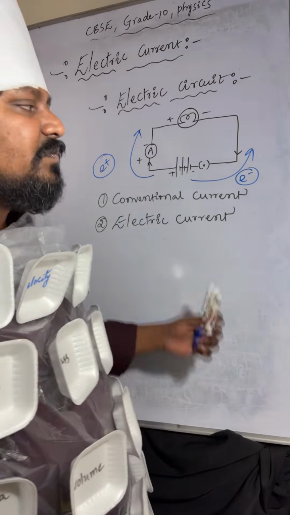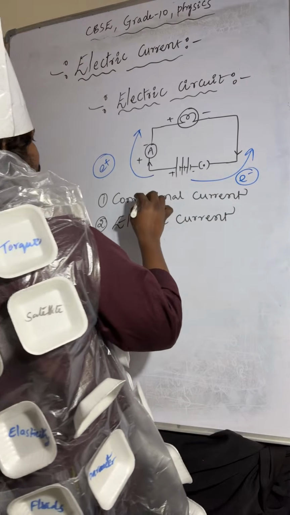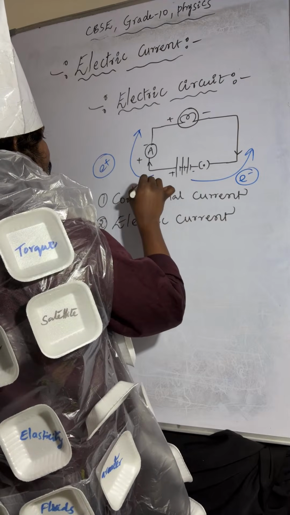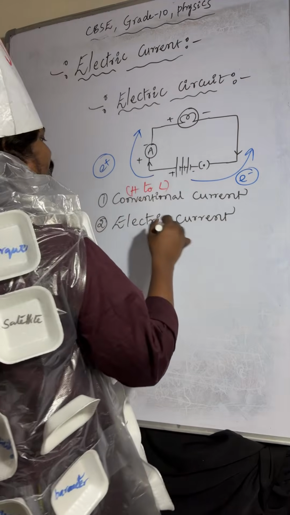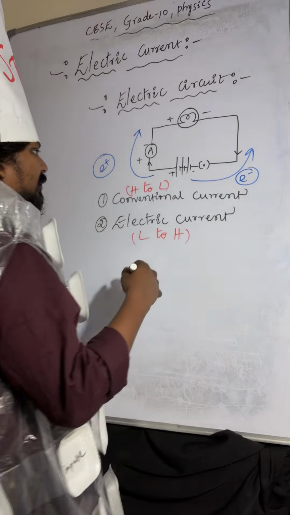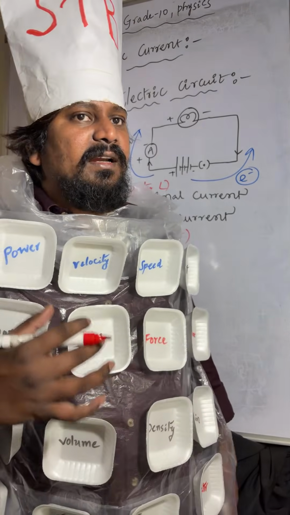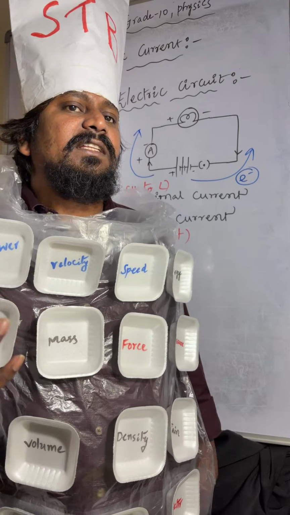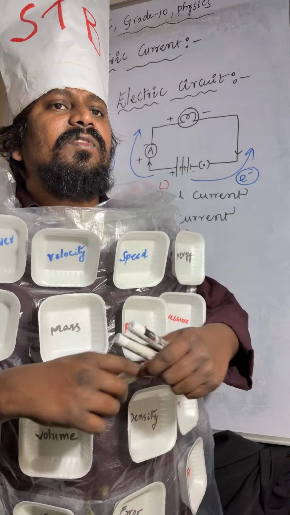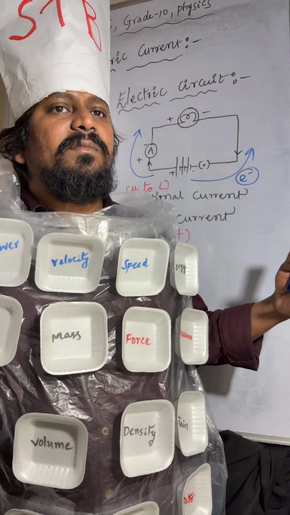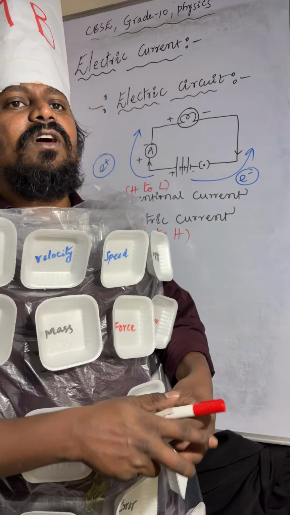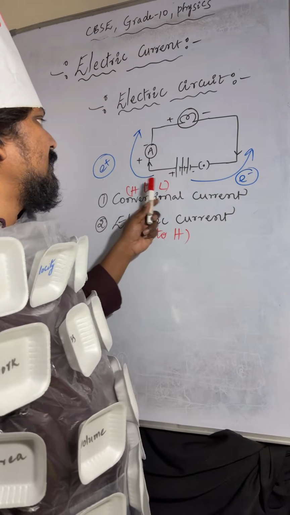So here you can see, conventional current. Positive charges are moving from positive terminal to negative terminal, so it moves from high potential to low potential, whereas electrons will move from low potential to high potential. Positive charges are moving from positive terminal to negative terminal, whereas electrons are moving from negative terminal to positive terminal. And one more thing here, high potential and low potential. Positive charges are moving from high potential to low potential.